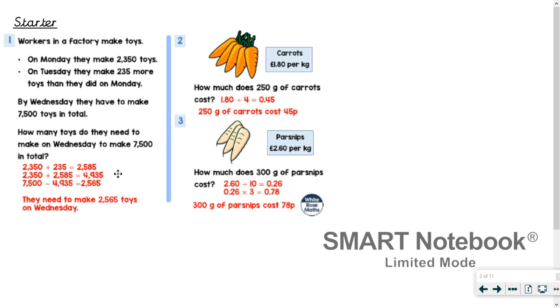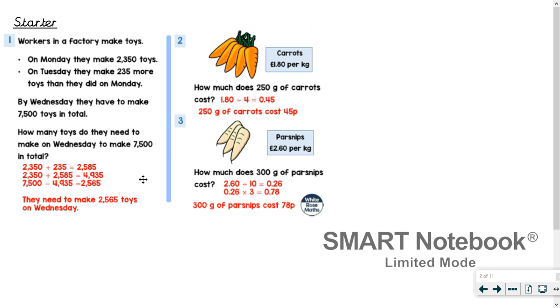Then, at Wednesday, we have to make a certain number in total, and we're going to take away what we've already made. So we need 7,500 on Wednesday, and then we take away what we've already made, which is that 4,935 we've just got, and what we're left with is what we've got to make on Wednesday. So here we go. Take it away, we're left with 2,565 toys to make on Wednesday. So it's a multi-mark question if it was to come up in an assessment paper, but if you work through step by step, it makes a bit of sense.